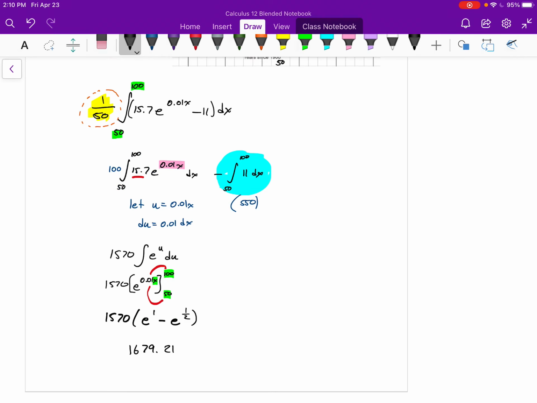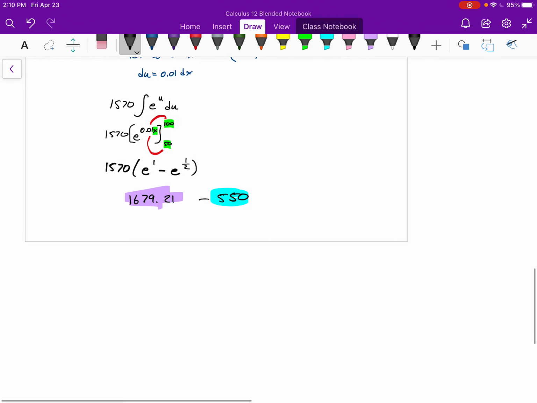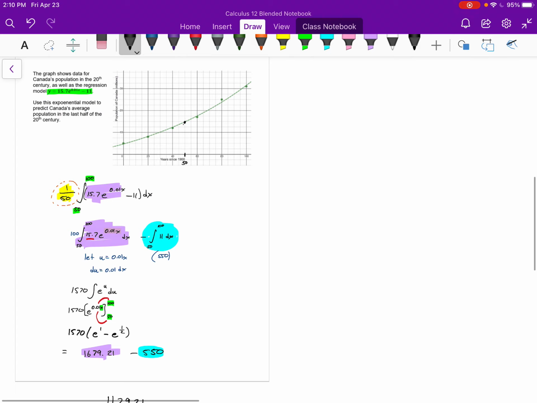Keep in mind, let's now think about what we have here. That represents this right here. That's this integral right there. And so I'm pretty much done, as long as I don't forget that I have to subtract 550 from that, 11 times 50. And this number here is not terribly helpful. This number here is 1,129.21. This number here is the area of the shaded region from here to here.